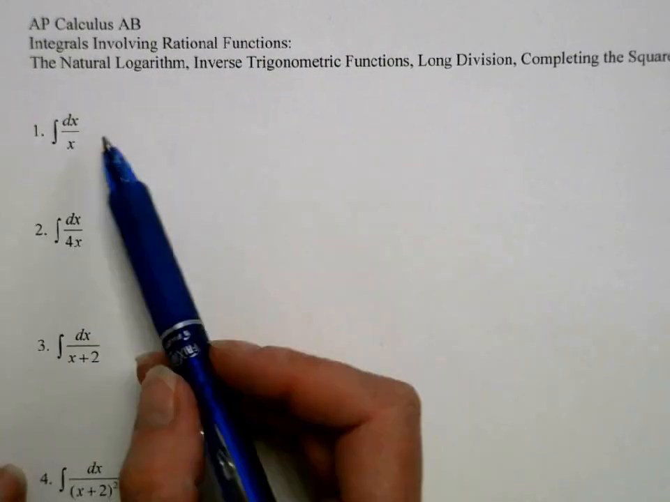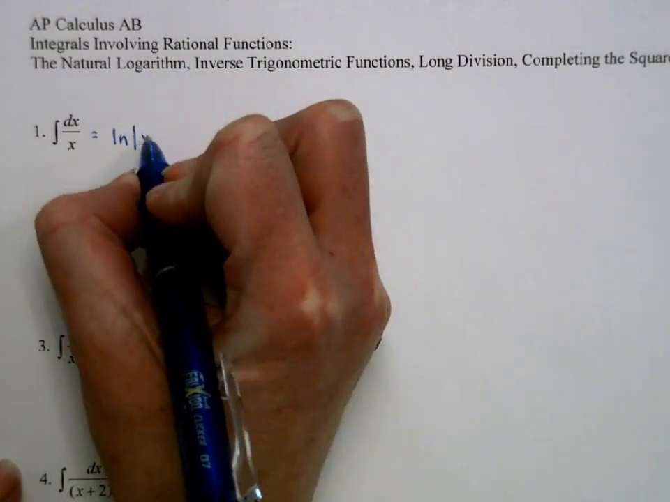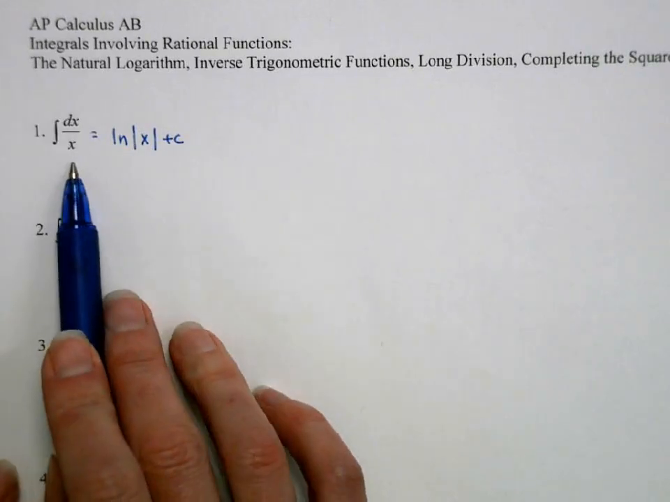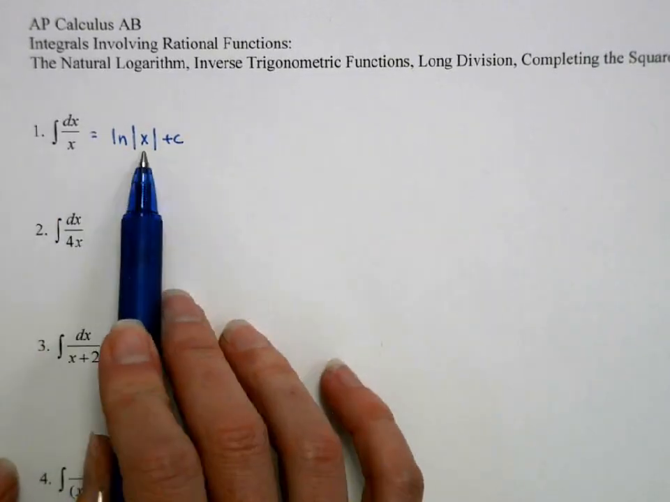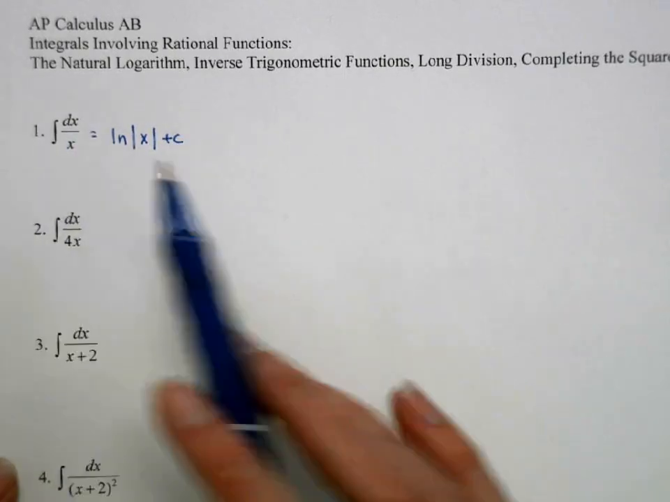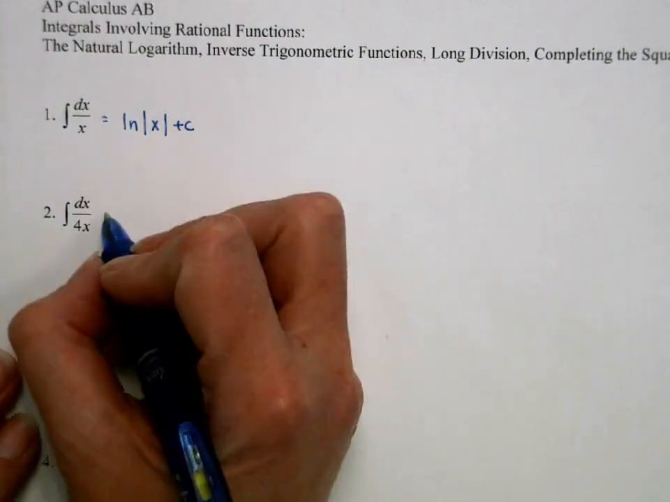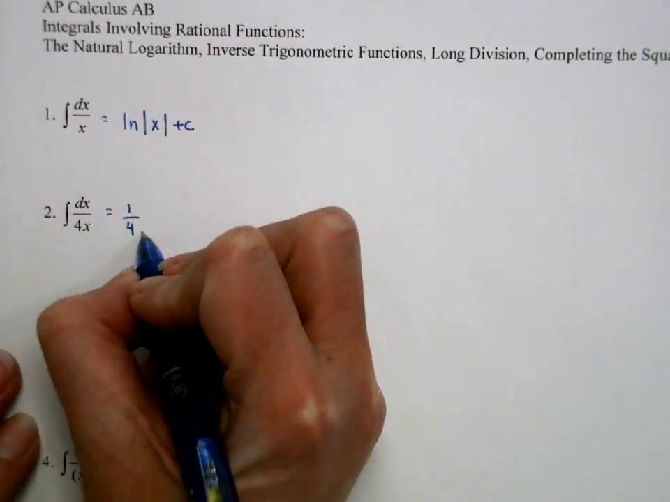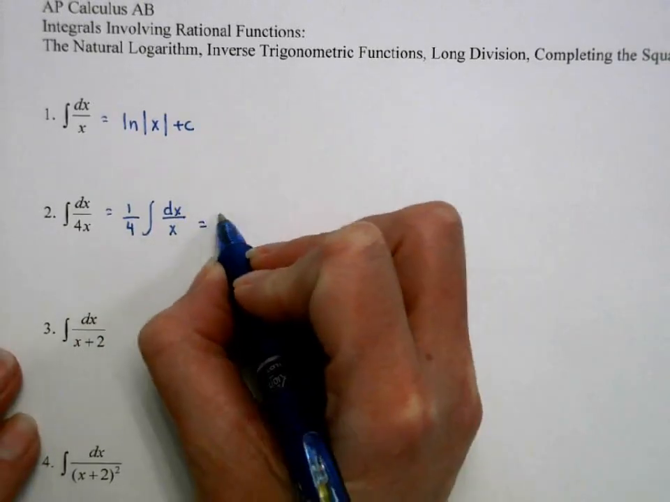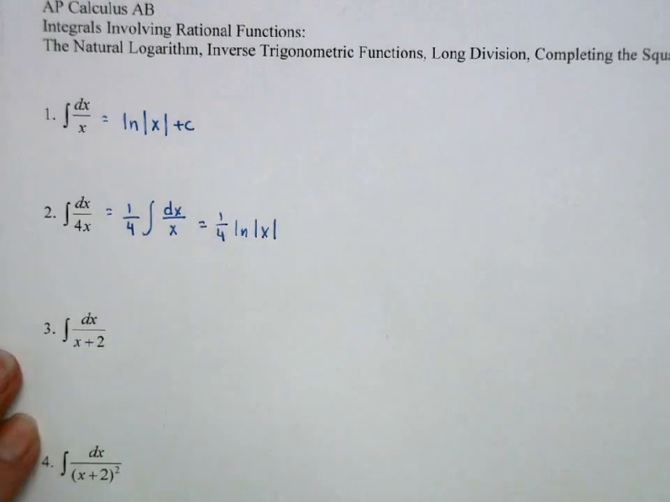So first, just the integral of 1 over x. That is the natural log of x. We put absolute values around it because the domain of this includes negative values, but we can't take the log of a negative. And so we want the integral for all of these, so we do the absolute value to deal with this. This is going to be the same as 1/4 times the integral of dx over x. So that's just going to be 1/4 natural log absolute value of x.